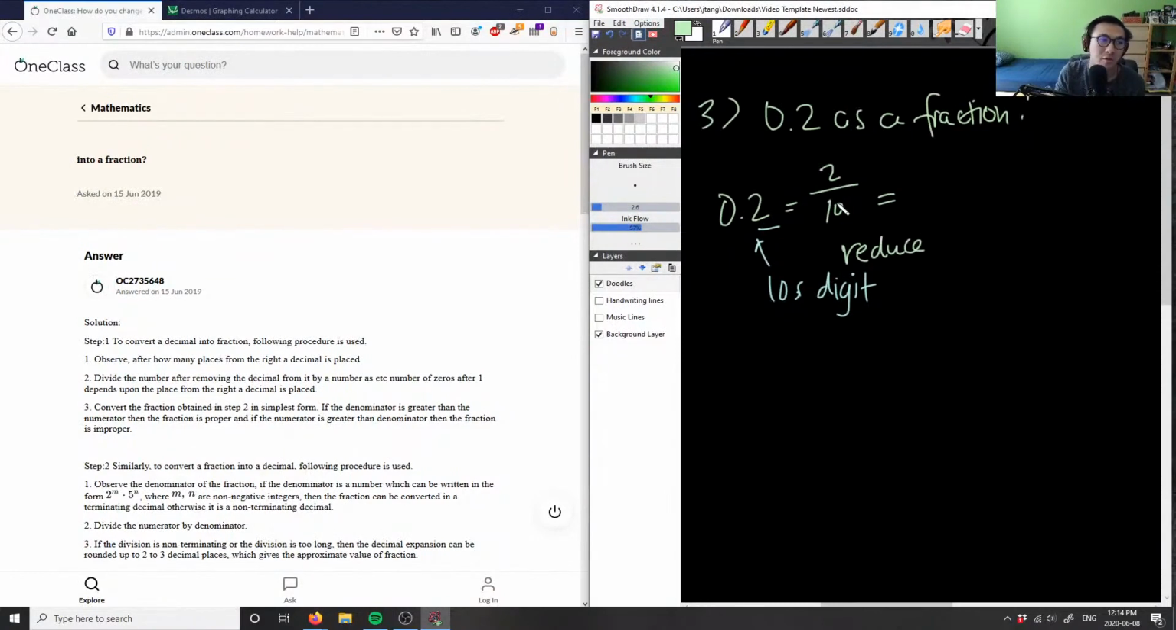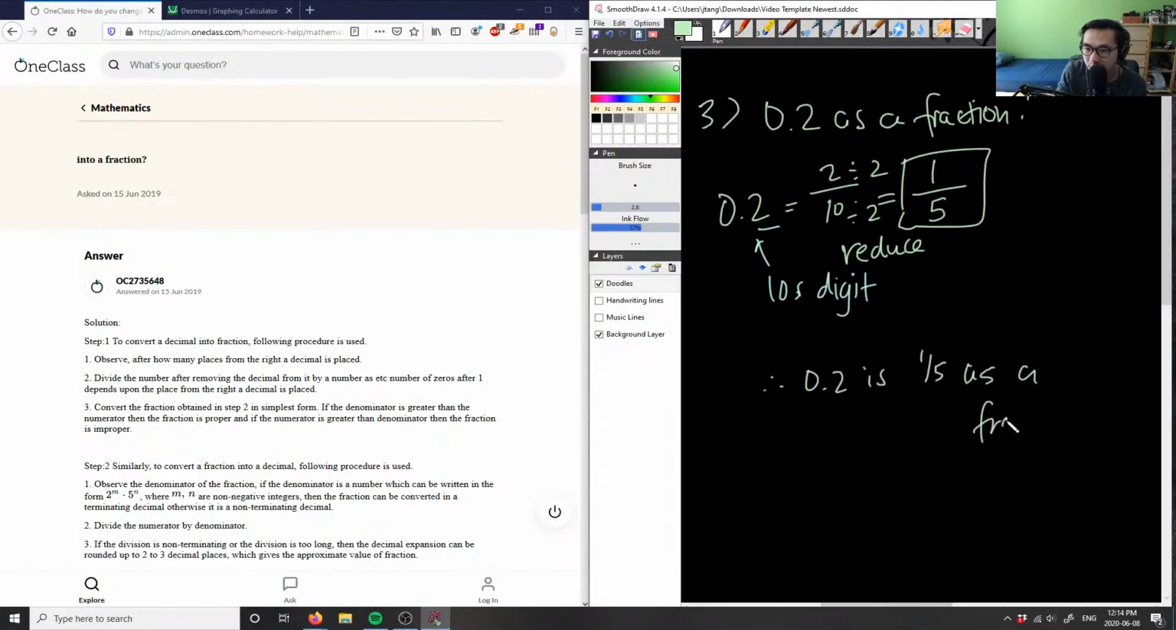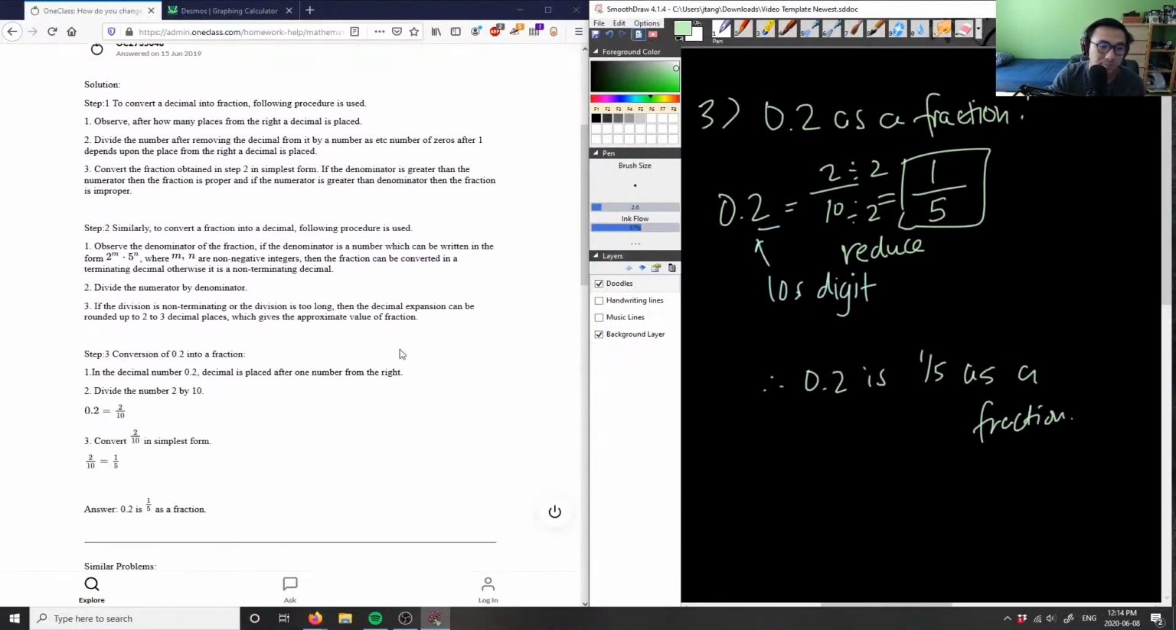I see that for 2 and 10, the greatest common factor is 2. So we can divide this by 2 and divide this by 2. And we got 2 divided by 2 is 1, 10 divided by 2 here is 5. So our answer here is 1 over 5. So 0.2 is 1 over 5 as a fraction. And that's going to be the correct answer for this problem.